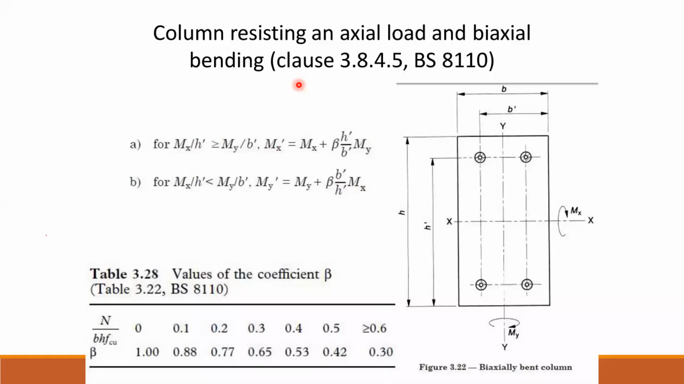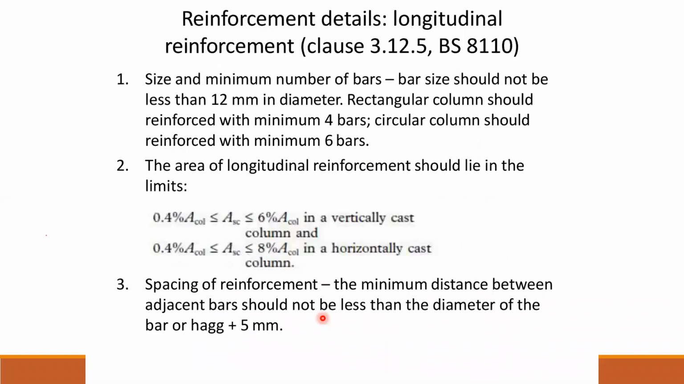When the axial load is getting higher, N over BH fcu values are getting higher. You can see 0.1, 2, 3. The beta value subsequently gets reduced. So it means the moment carrying capacity of the sections is getting lesser when the axial loads are significantly high. When the axial loads are low, then the biaxial moment capacities of the columns are going to be increased.